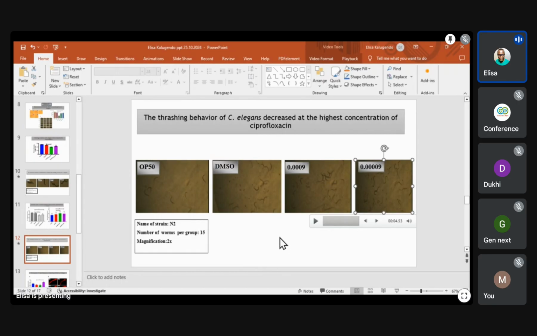So when we compared the vehicle control and the control group with this highest concentration, we found that there was a significant difference in the swimming activities between the control group and the highest concentration. So we concluded that the thrashing behavior or the locomotion behavior in C. elegans was affected at this highest studied concentration of ciprofloxacin.